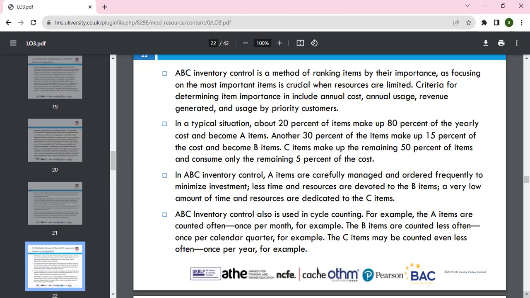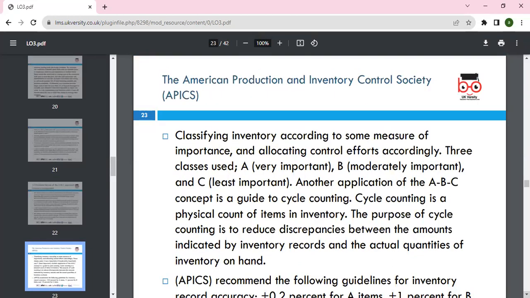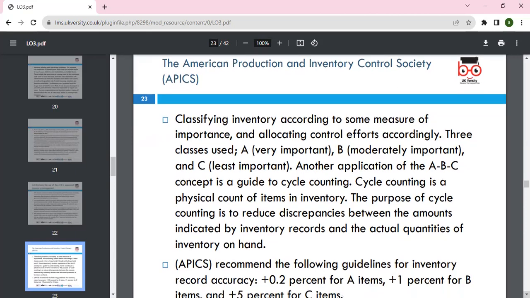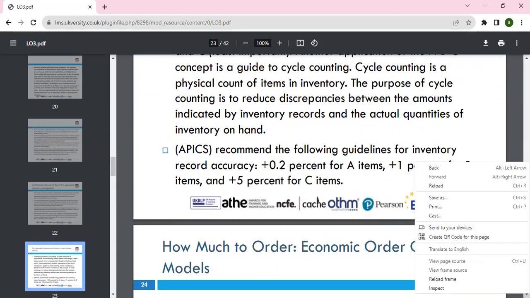So that's how we look at inventory stock taking. The American Production and Inventory Control Society classifies inventory according to some measure of importance, allocating control efforts, and there are three classes: A is very important, B is moderately important, C is the least important, and the cycle counting is the physical count of items. The purpose of counting is to reduce discrepancy. The stock according to the system and the actual stock should be equal, so we look at stock taking and carry on.